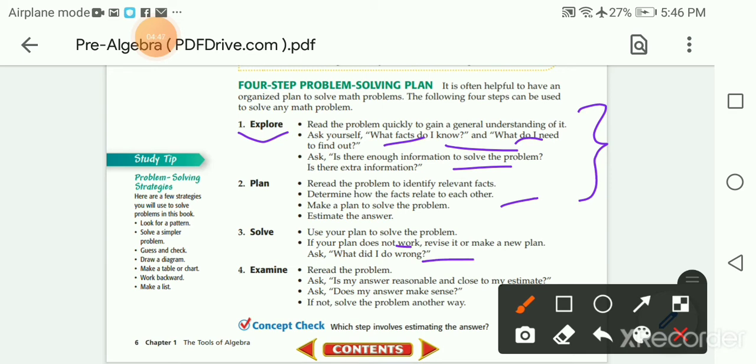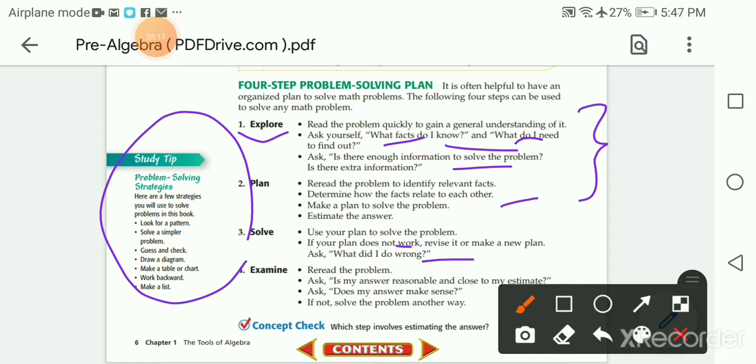So then examine. After you have finished solving the problem, examine, check your answer. Reread the problem. Ask, is my answer reasonable and close to my estimate? Ask, does my answer make sense? If not, solve the problem in another way. Okay, so here I have to know the first steps for problem solving. So here are some strategies you will use to solve problems in this book.